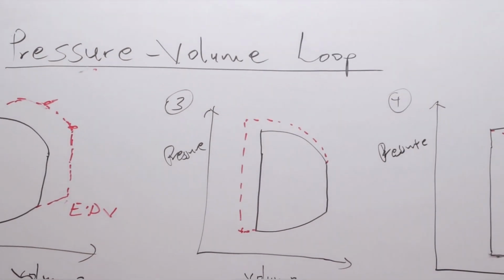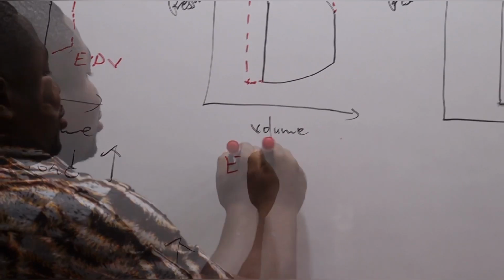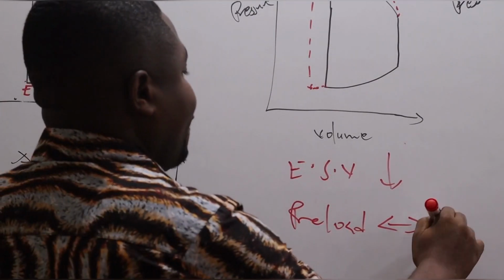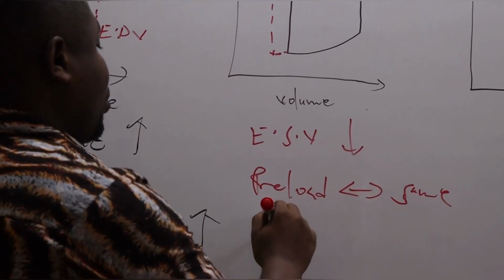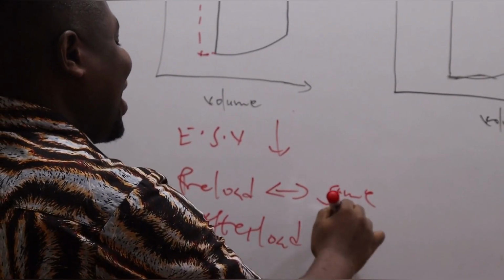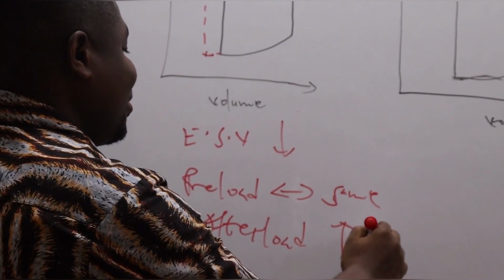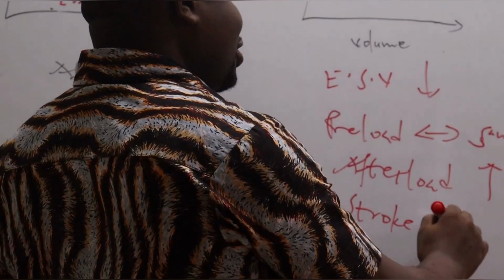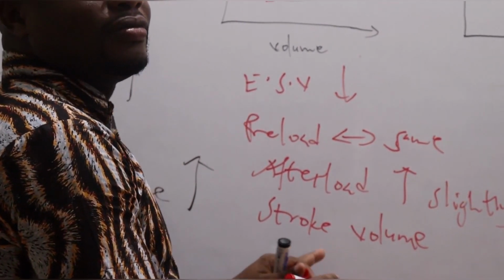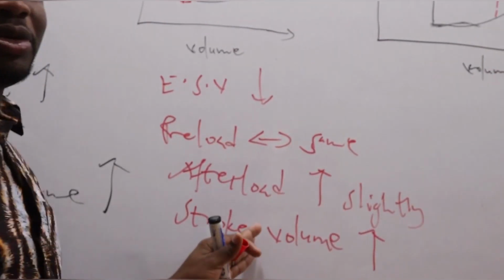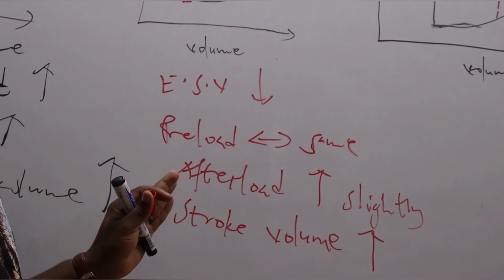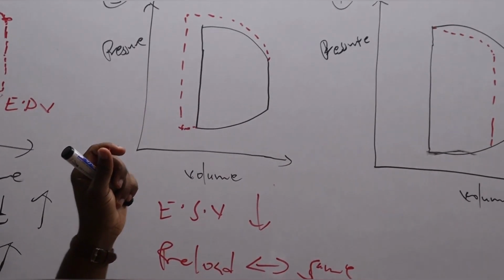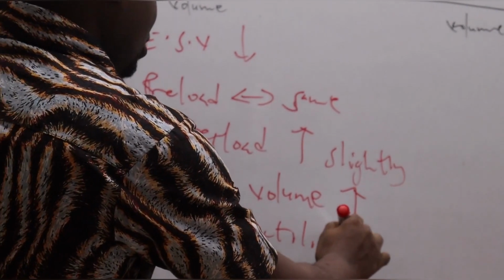The next one, who will tell us? The end systolic volume decreases. The preload is the same. The afterload increases. Is it significant? Is it that high or slight? It's significant. The stroke volume increases. Take that again. The stroke volume increases. Why is it increasing? Because the end systolic volume has decreased, yes. And then also the contractility has increased.